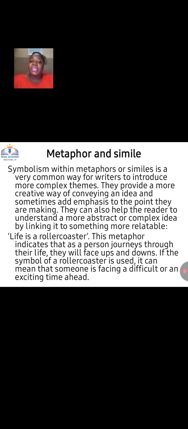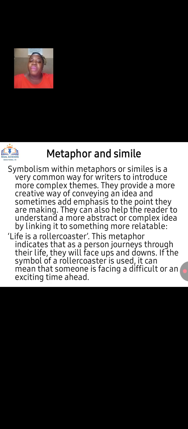Metaphor and simile. Symbolism within metaphors or similes is a very common way for writers to introduce more complex themes. They provide a more creative way of conveying an idea and sometimes add emphasis to the points they are making. They can also help the reader to understand a more abstract or complex idea by linking it to something more relatable. Life is a roller coaster.